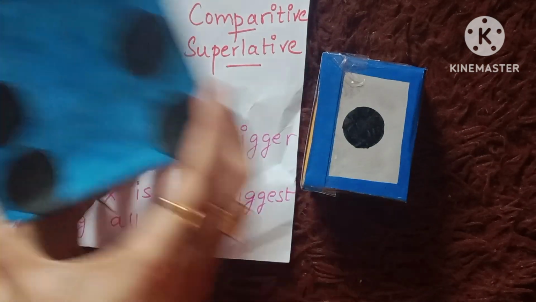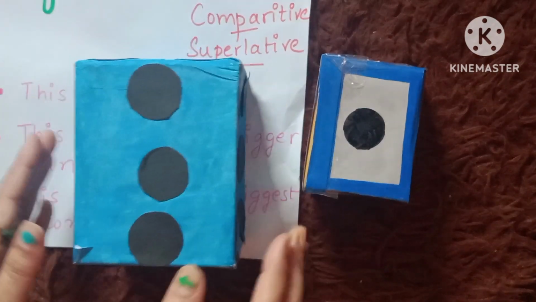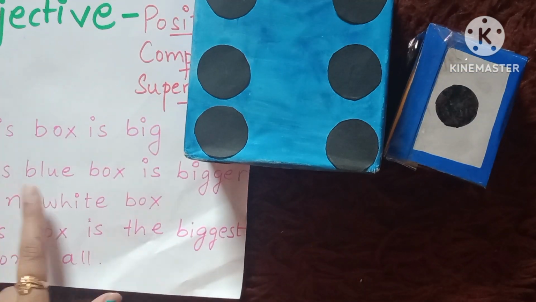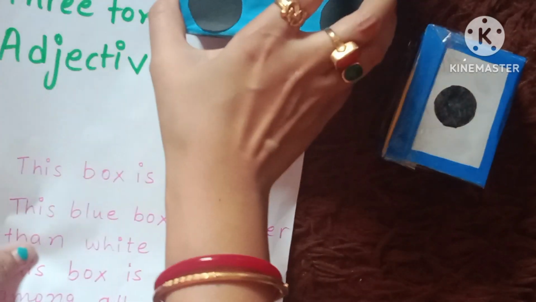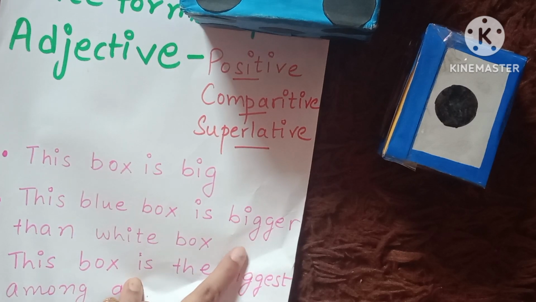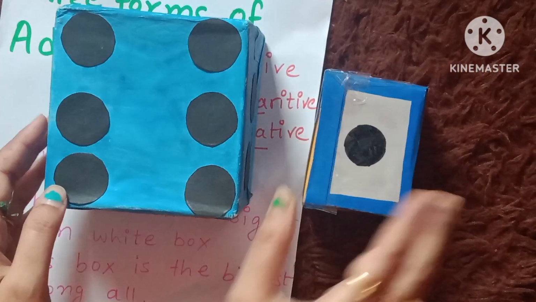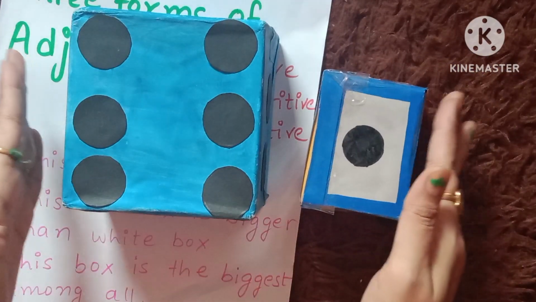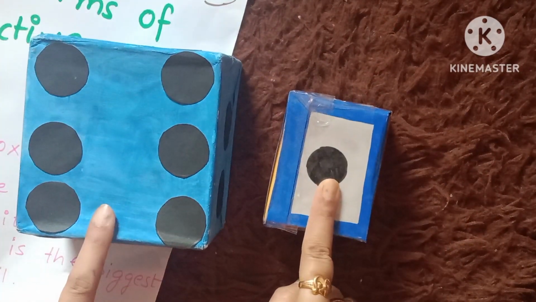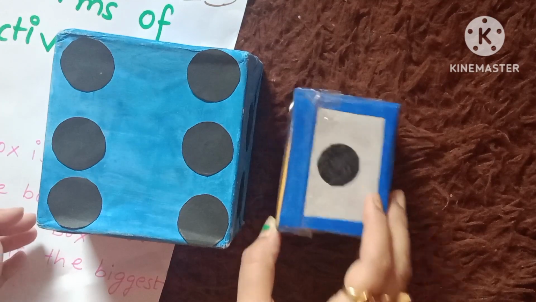Now I have another box, slightly bigger than this. So what is the sentence I have to write for this? This blue box is bigger. Now this blue box is bigger than this. I cannot say this is big, because these two are there, and right now I am comparing between the two, this one and this one. So out of these two boxes, this is bigger, this is big.